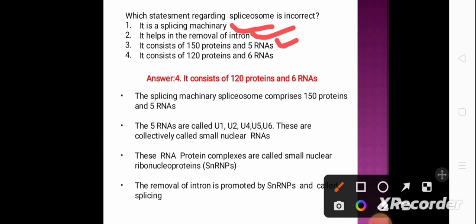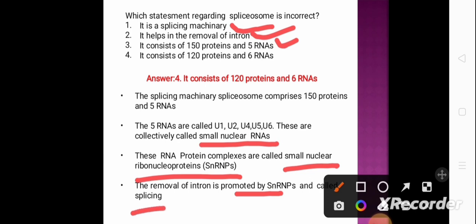These 5 RNAs are U1, U2, U4, U5, U6. These are collectively called small nuclear RNAs. These RNA protein complexes are called small nuclear ribonucleoproteins. The removal of intron is promoted by these small nuclear ribonucleoproteins, that is snRNPs, and is called splicing.